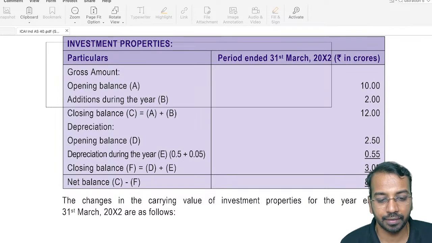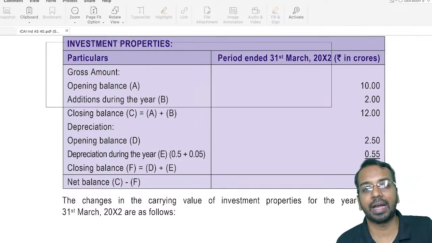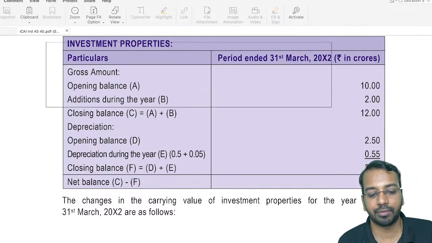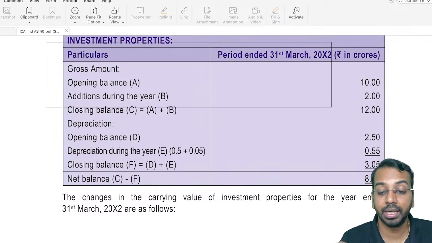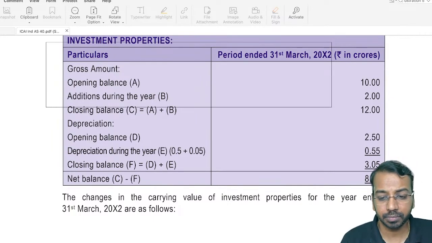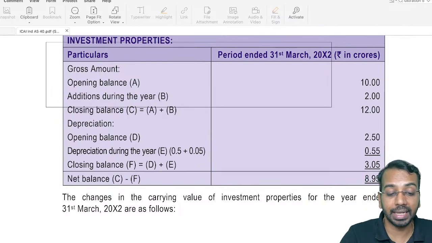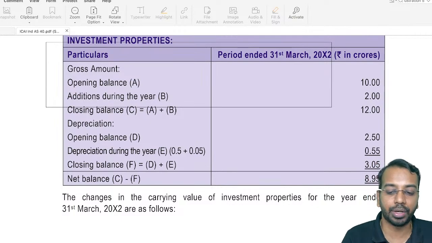So 0.5 and 0.05, this number that you can see here, is the depreciation, right? Now, what is the opening balance of depreciation? See, 10 crores, 5 years have already elapsed. So 0.5 into 5, 2.5 crores. So the opening balance of depreciation is 2.5 crores, right? So the gross cost of 12 lakhs minus 3.05 of the total depreciation gives us 8.95.